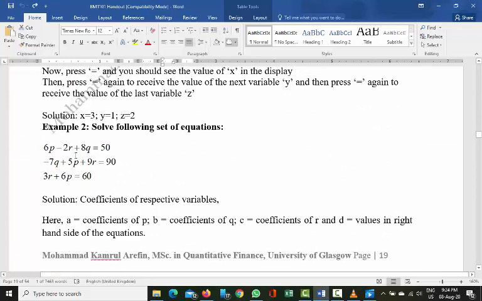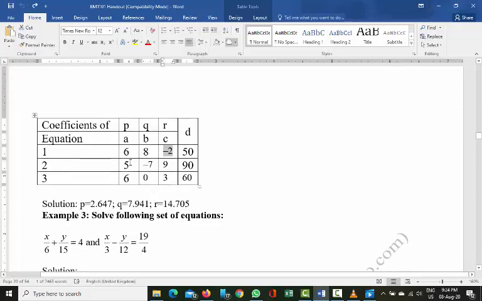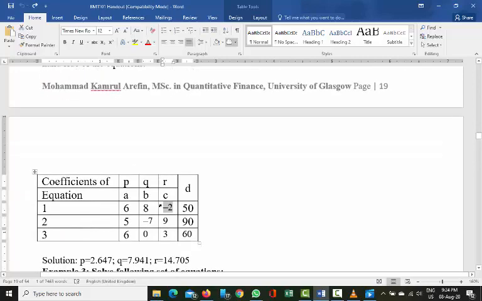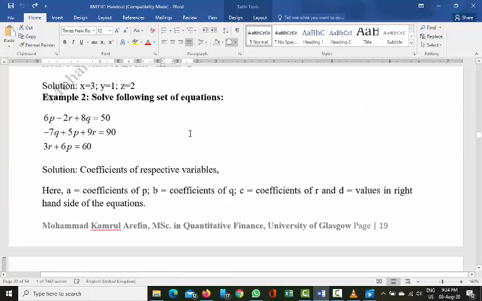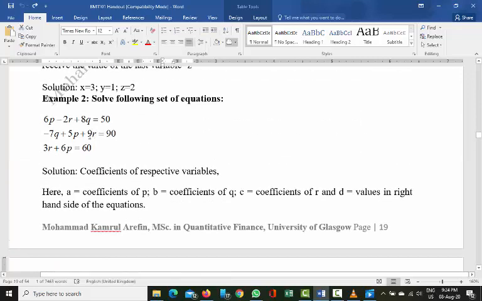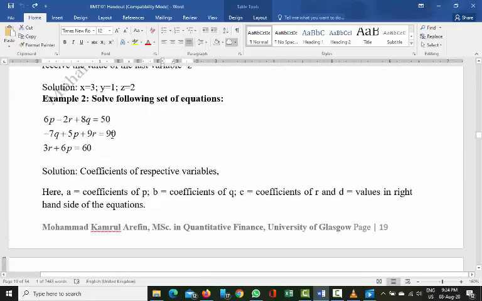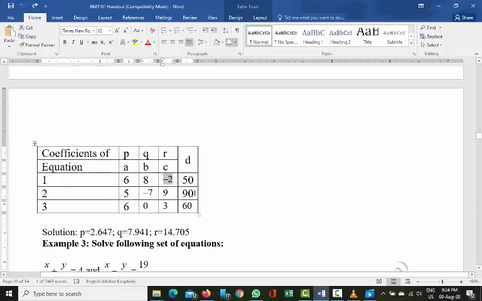Again, in the second equation, the coefficient of p is 5, the coefficient of q is -7, and the coefficient of r is 9. In the right hand side we have 90.